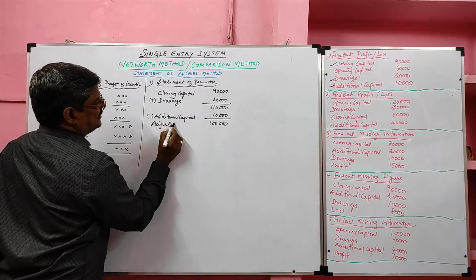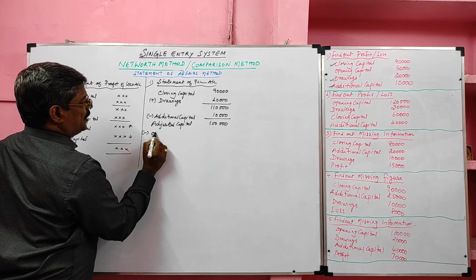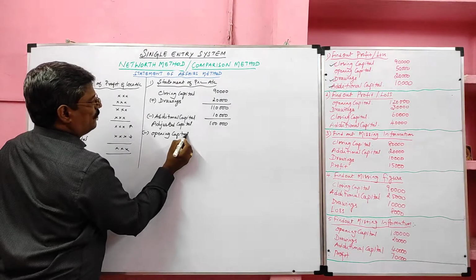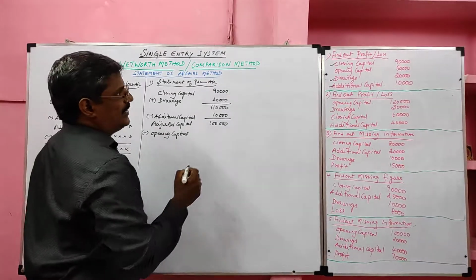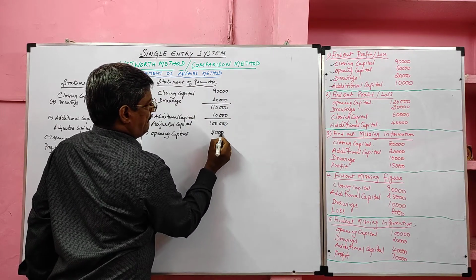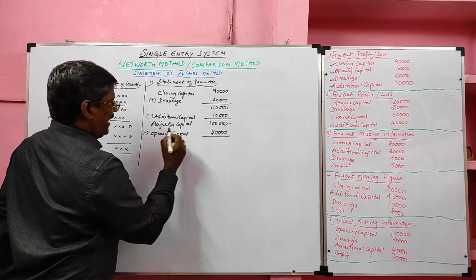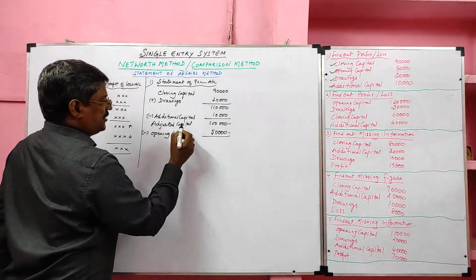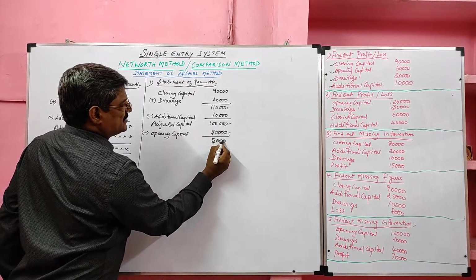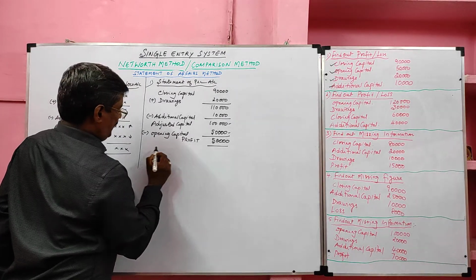The adjusted capital should be compared with the opening capital. That means we have to deduct opening capital from the adjusted capital. Our opening capital is how much? 50,000. Here the adjusted capital is 1 lakh, opening capital is 50,000. Now adjusted capital is more than the opening capital. This is profit. We can call it profit.